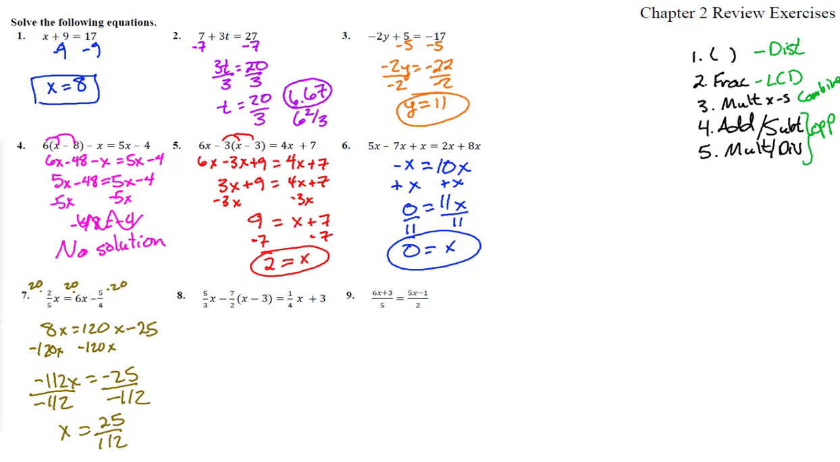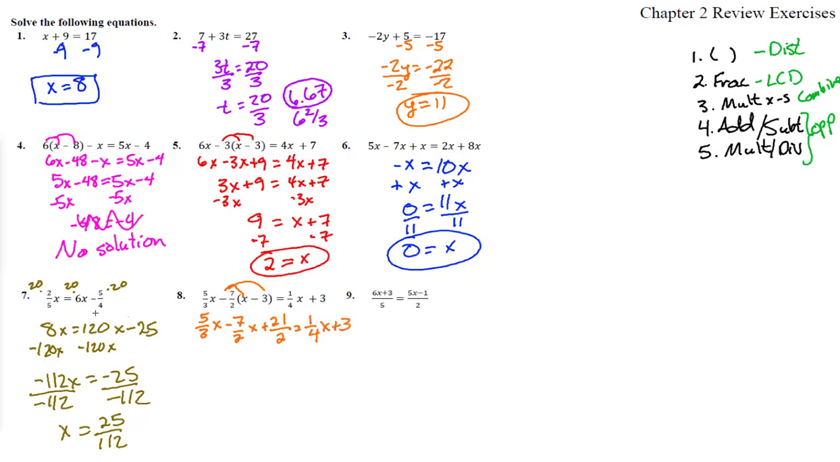Number 8. All righty. What do we got with number 8 here? Do we have any parentheses? Yes. Oh man, this is going to be a big one. Parentheses and fractions and multiple x's. This is like the worst problem ever. Let's see if we can fit it in here. 5/3 x minus 7/2 x plus 7/2 times 3, that's 21/2, equals 1 over 4x plus 3.